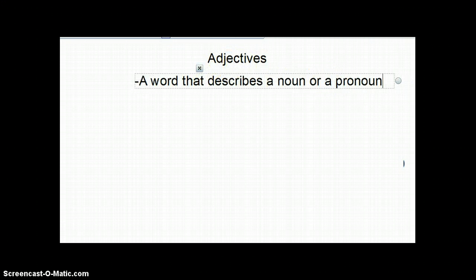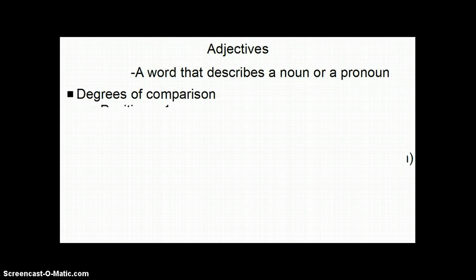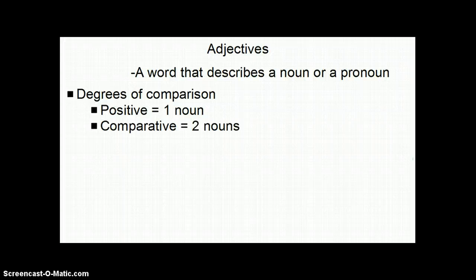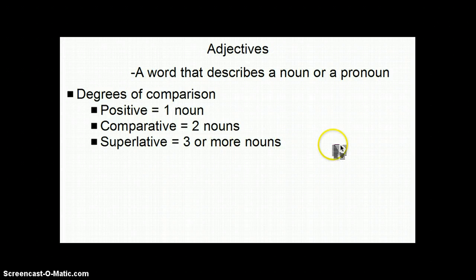A noun or a pronoun is what is described by an adjective. Now, we use adjectives to compare, and there are degrees. There's the positive comparison. If we're only describing one of something, it's a positive form of the adjective. If we're comparing, that's a comparative form, like Jim is taller than George. That ER shows comparative. Superlative is 3 or more. Bill is the tallest, add EST, the tallest.